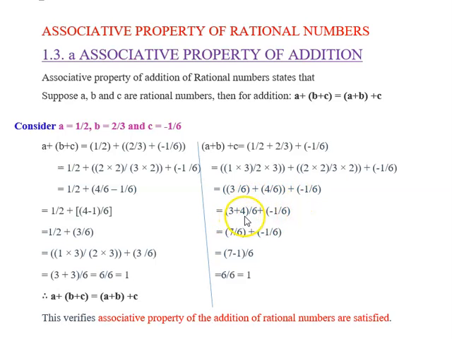So we are adding the numerators, 3 plus 4 divided by 6, minus 1 by 6, that is C. First we are adding A plus B, so 3 plus 4 gives 7 divided by 6, plus we are adding C, that is minus 1 by 6. Now this plus and minus will become minus. So 7 minus 1 divided by 6. So 7 minus 1 is 6 divided by 6, which is 1. So (A + B) + C is equal to 1. From this example we can see that A + (B + C) equals (A + B) + C. So we can say that the associative property of addition of rational numbers is satisfied.